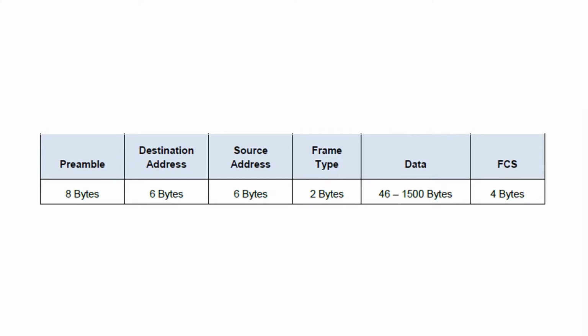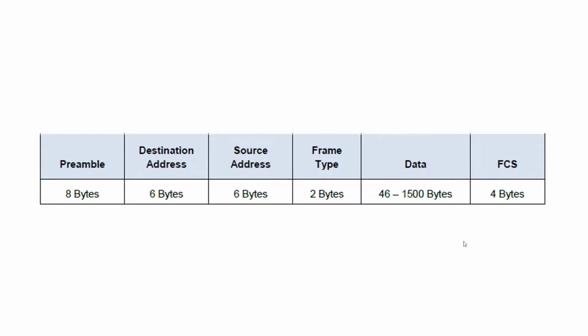In this video, we're going to examine Ethernet frames using Wireshark. Just as a review, the Ethernet 2 frame is made up of these sections: the preamble, 8 bytes, the destination MAC address, 6 bytes, the source MAC address, 6 bytes, the frame type, the data, and the frame check sequence, which is 4 bytes.